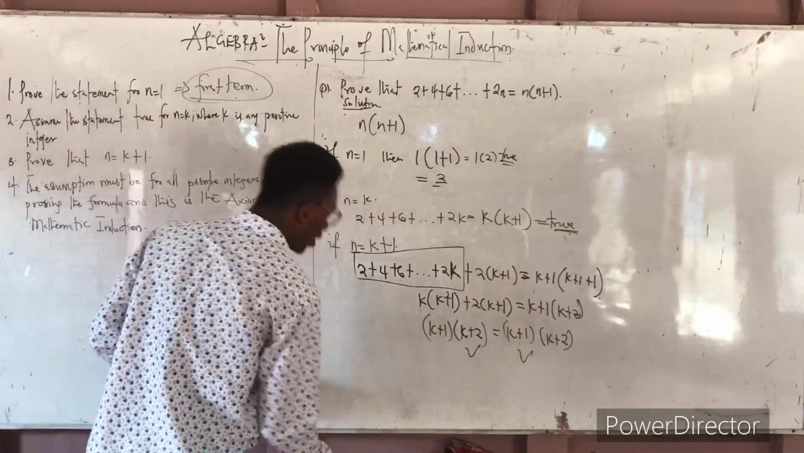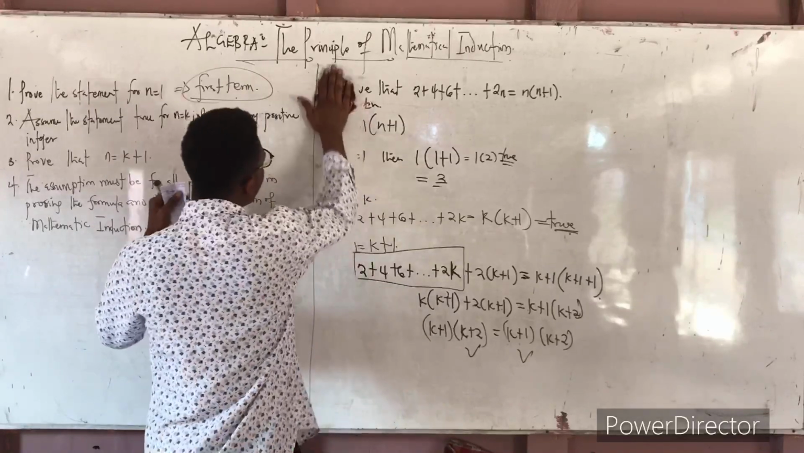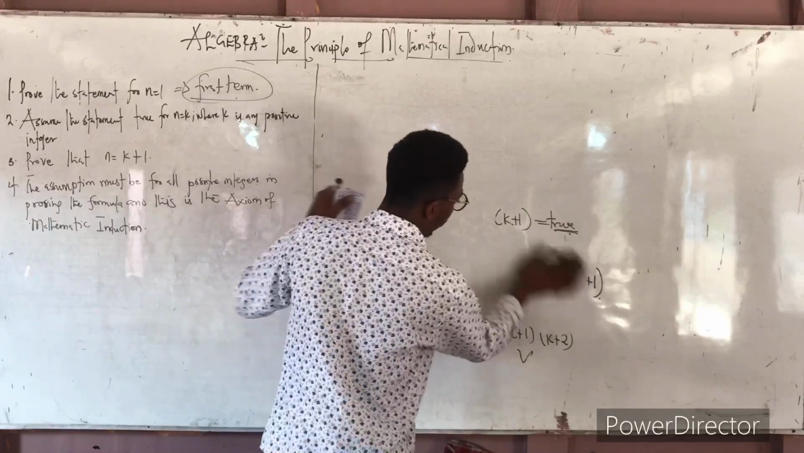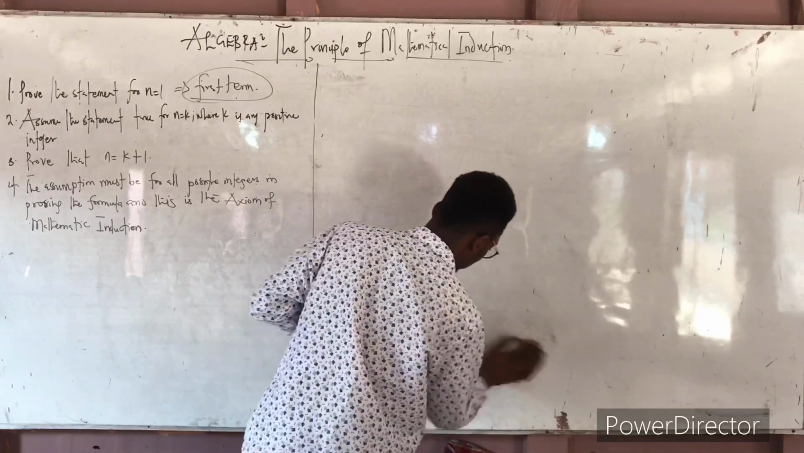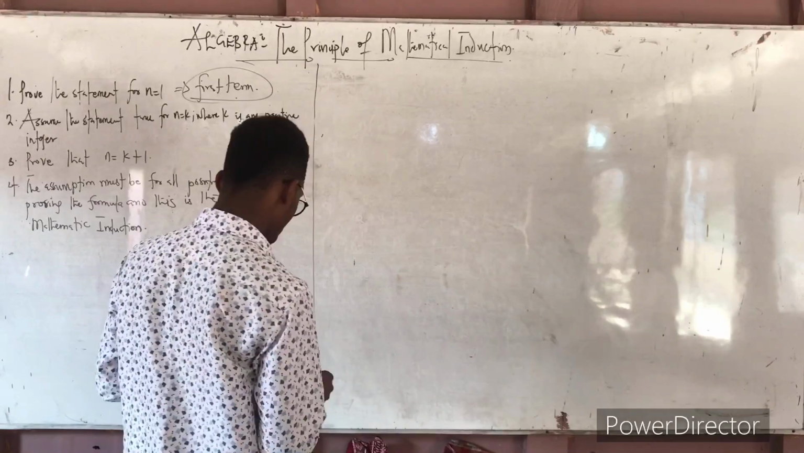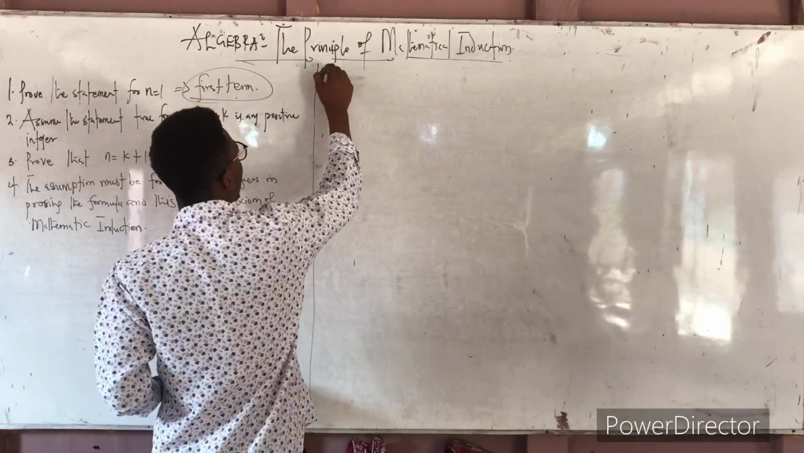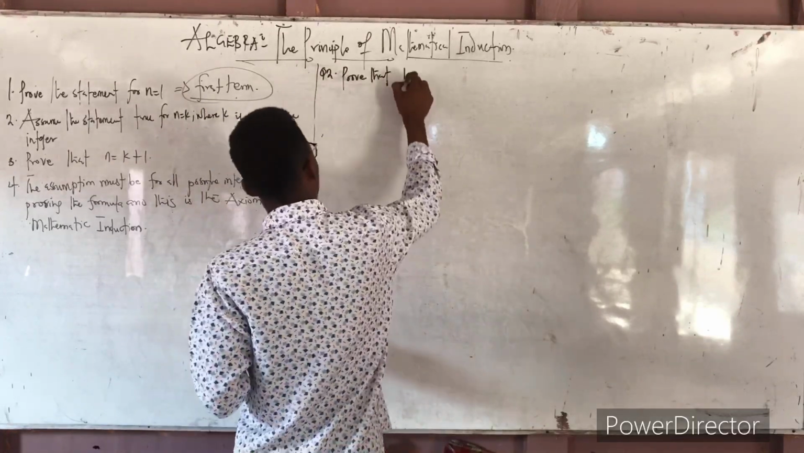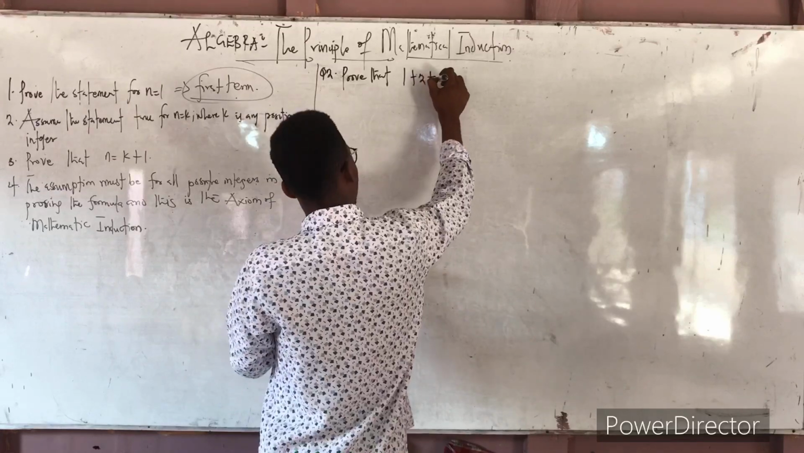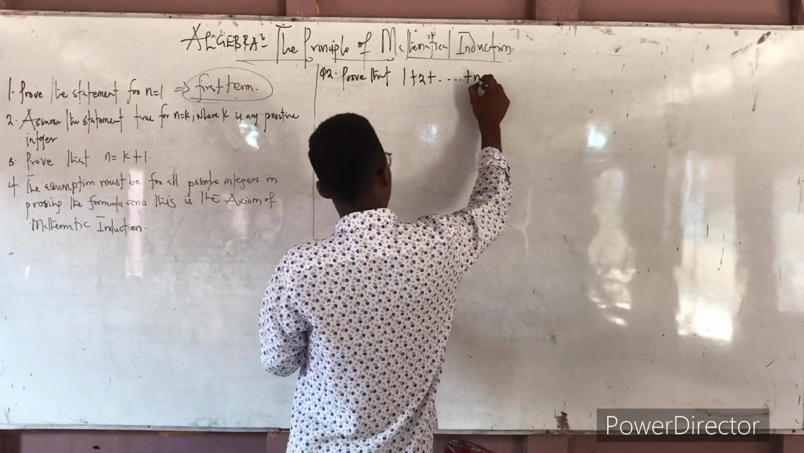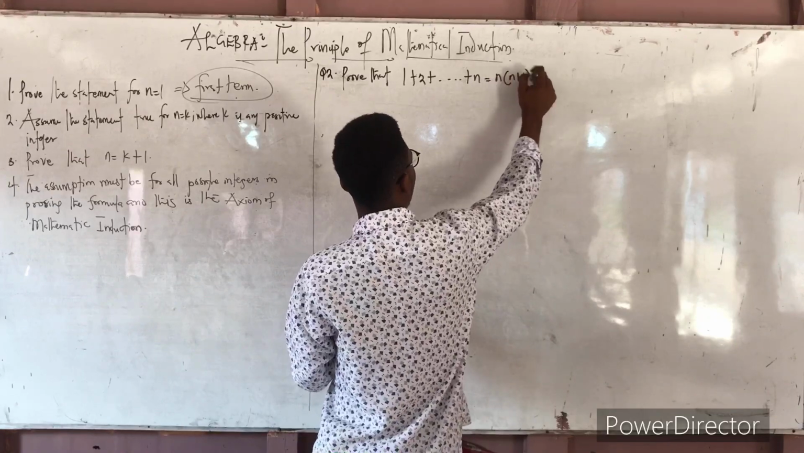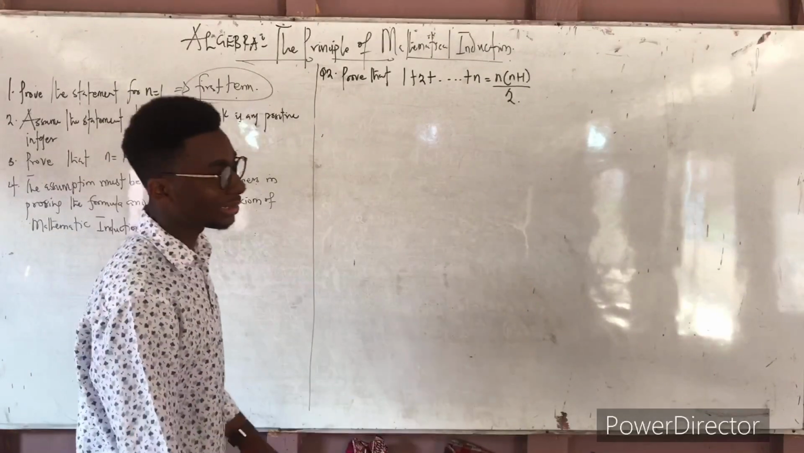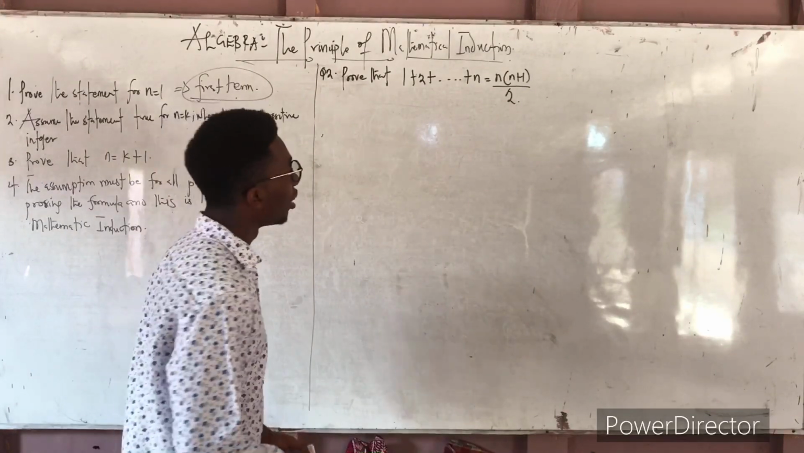Let's take our second example. Our second example says that we should prove that 1 plus 2 plus up to n is equal to n into bracket n plus 1, all on 2.